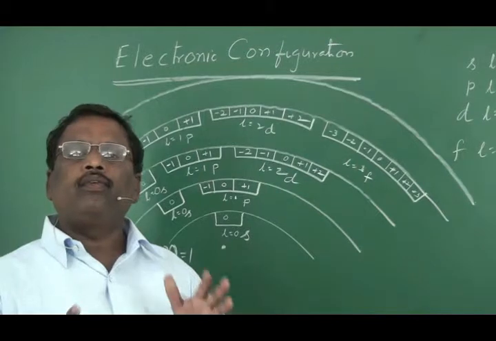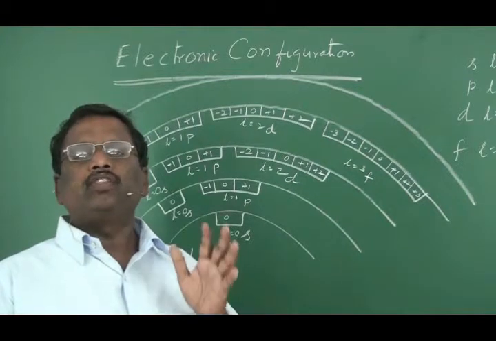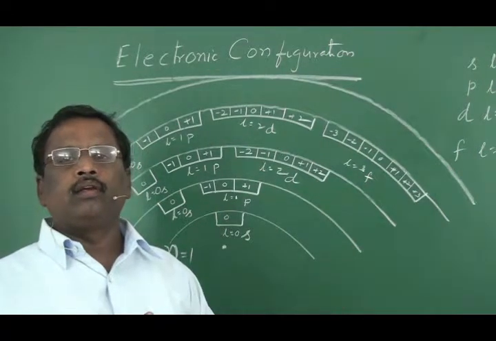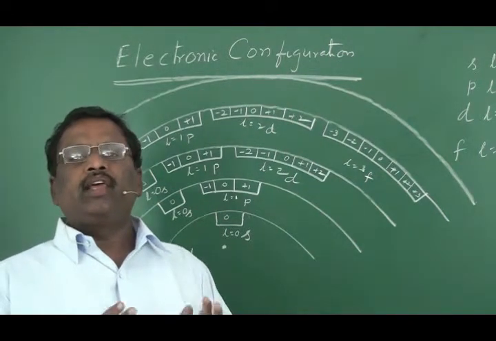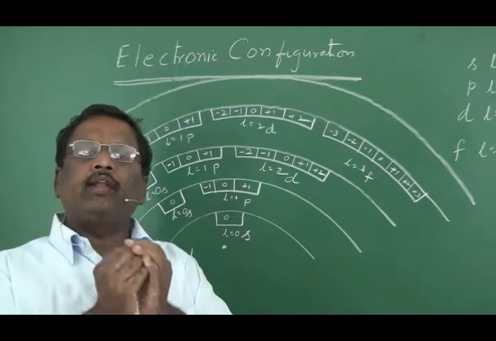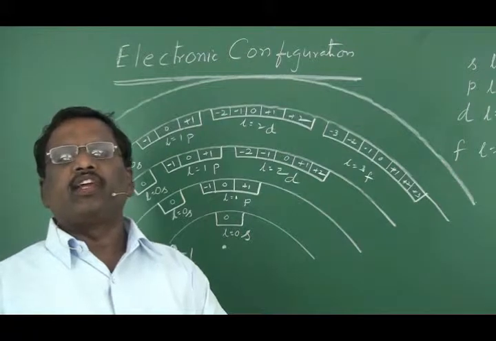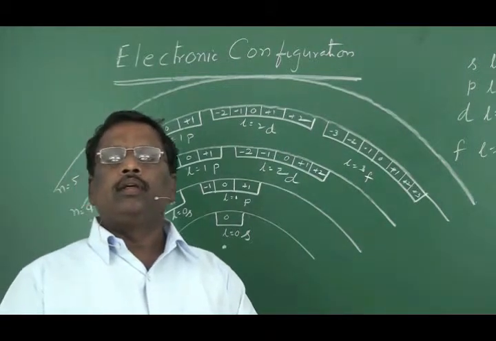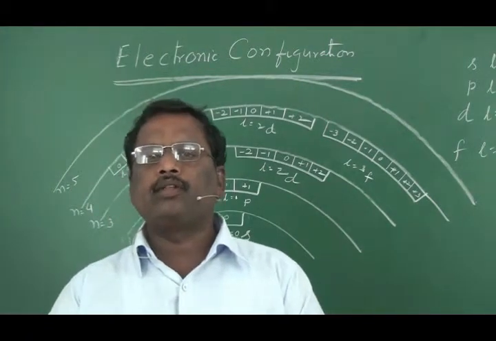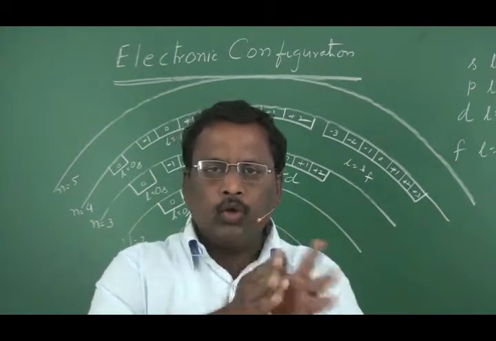The arrangement of the electrons present in an atom in different atomic orbitals is known as electronic configuration. Electronic configuration means the arrangement or filling up of electrons in different atomic orbitals in an atom. The electronic configuration or filling up of electrons in different atomic orbitals is governed by certain rules. They should follow certain rules.